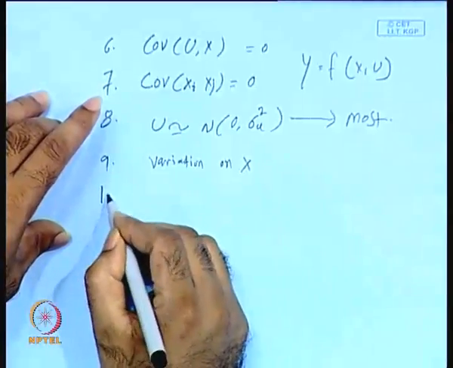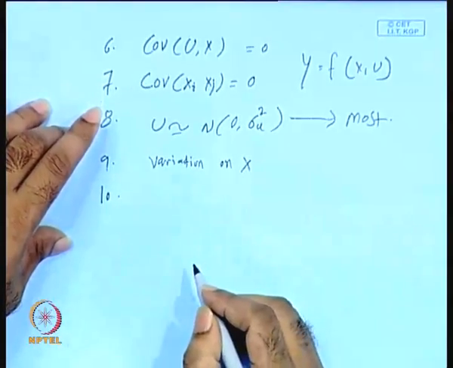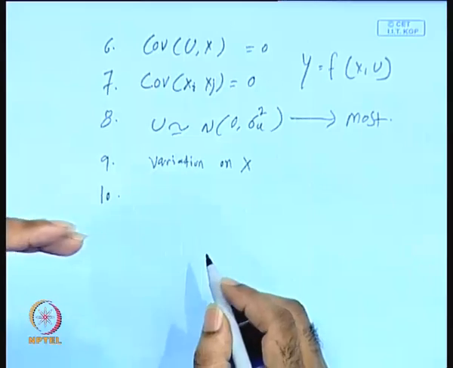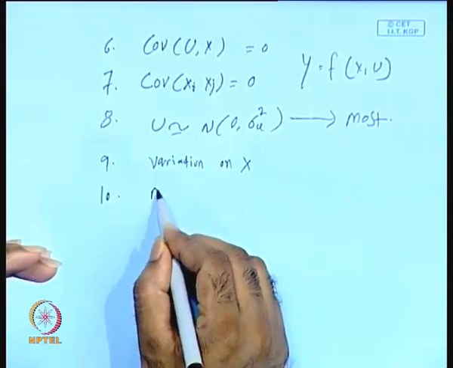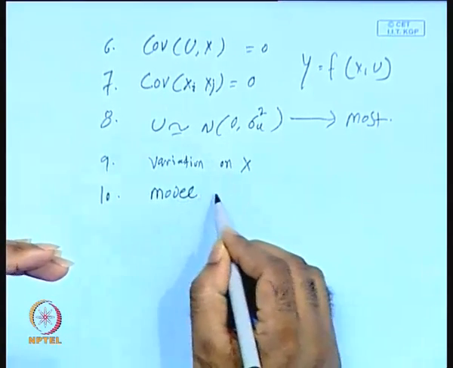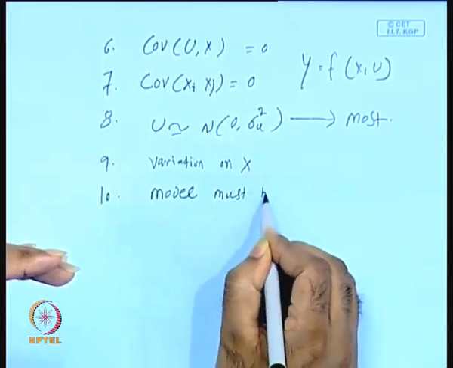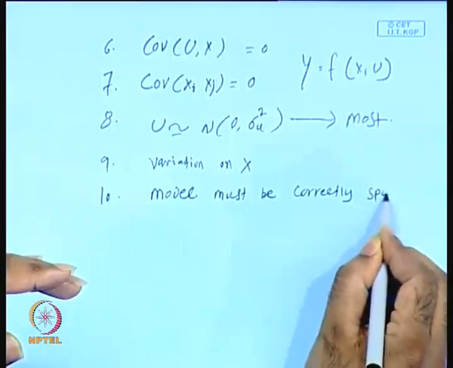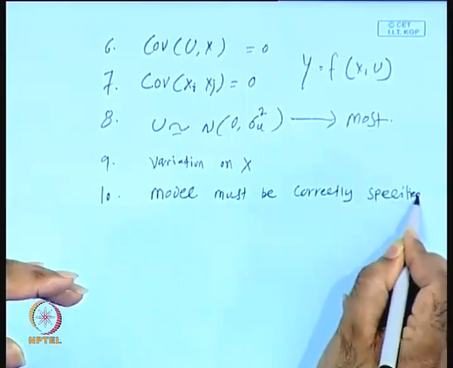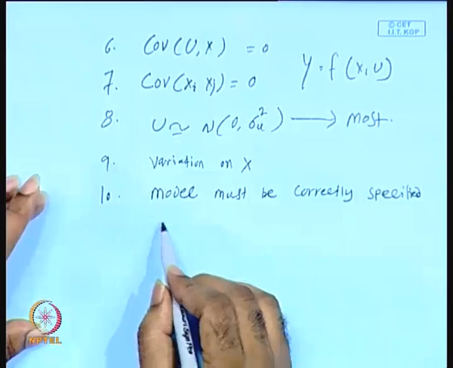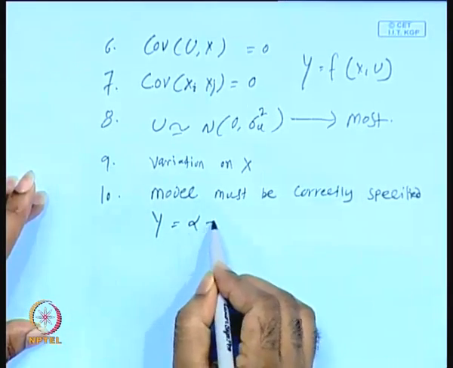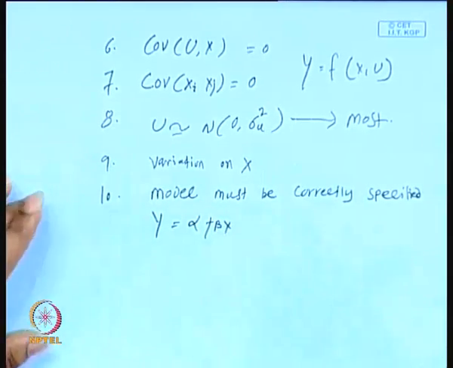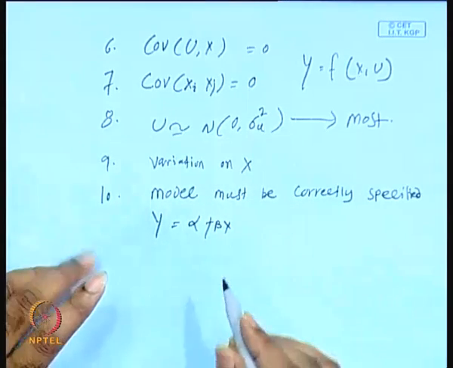Okay. So, this is another assumption related to variance of x, and model must be correctly specified. What does that mean? For instance, we are just representing y equal to alpha plus beta x. Okay. So, there are many ways we can represent a particular relationship between y and x.